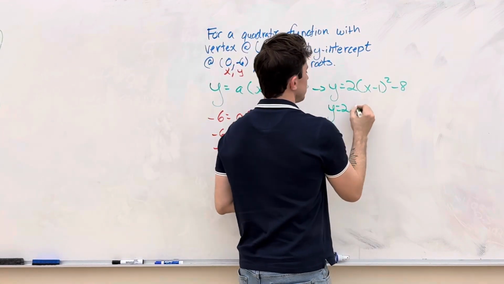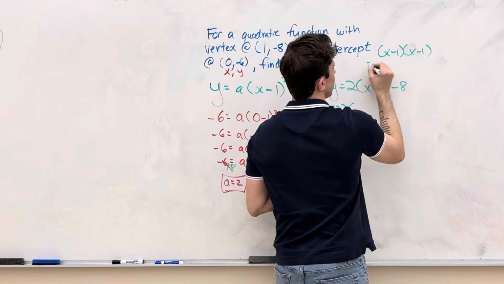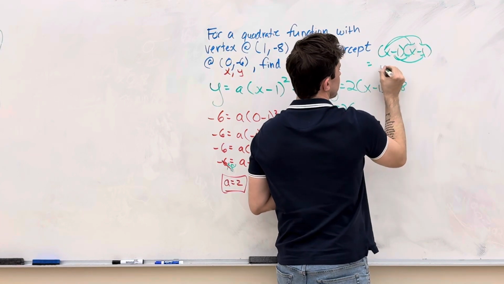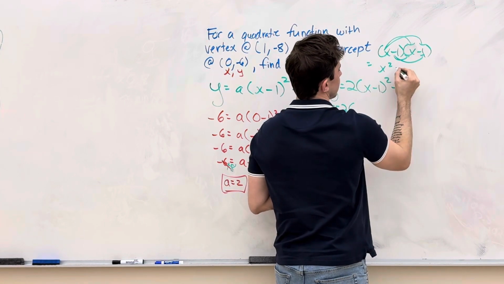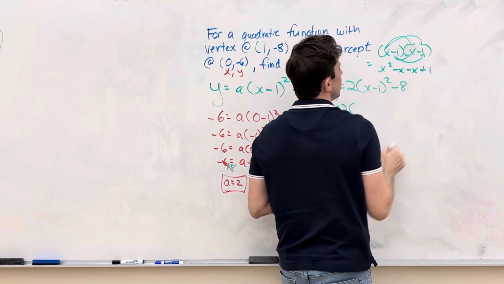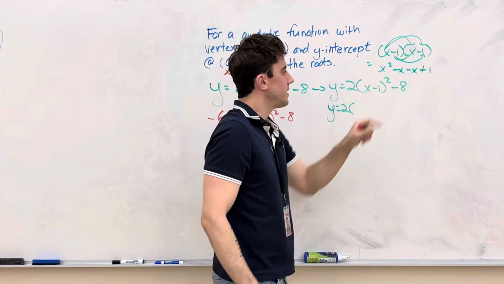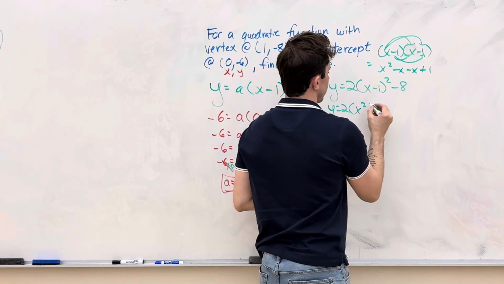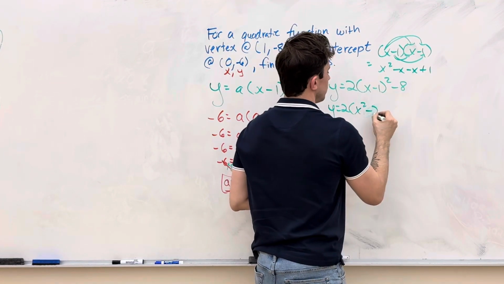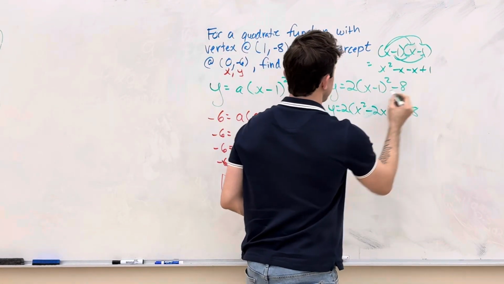So we'll have y is equal to 2 times... I'll remind you that (x minus 1) all squared means (x minus 1) times itself, which means we use distributivity to expand that out properly. So we have x times x is x squared, x times -1 is -x, -1 times x is minus x again, and -1 times -1 is +1. So that gives us x squared minus x, which means minus 2x, and a +1 at the end. And so I'll write that as x squared minus 2x plus 1, like so. And then, not forgetting the minus 8 at the end.